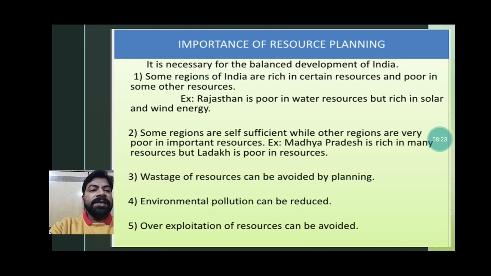Wastage of resources can be avoided by planning. We have talked about sustainable development. Sustainable development can only be possible if we plan our resources. So when we minimize the wastage of resources, it will help in the planning of resources. Environmental pollution can be reduced. So with the help of resource planning, we can save our environment. Over exploitation of resources can be avoided.